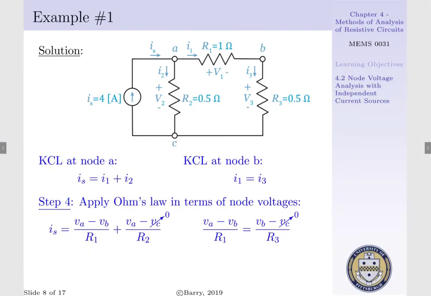We can do the same for our KCL equation at node B. I1 is equal to VA minus VB per R1, and I3 would be VB minus VC per R3, where VC is ground, i.e. has a 0 voltage potential. We have 2 equations and 2 unknowns. IS is equal to 4 amps, R1 is equal to 1 ohm, R2 is equal to half an ohm, and R3 is equal to half an ohm. Solving our systems of equations, we find that VB is equal to 0.5 volts, and VA is equal to 1.5 volts.